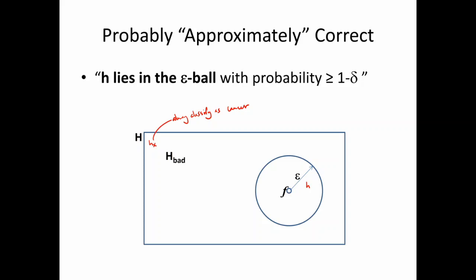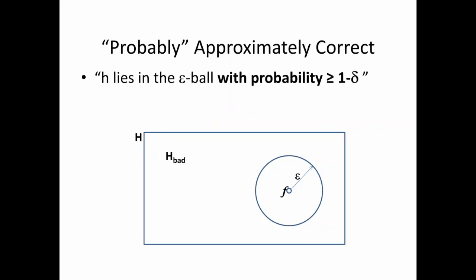So the first part of this formal statement, H lies in the epsilon ball, is the approximately part of PAC learning. So we're not requiring H to be exactly F, but we want it to be approximately correct. So we want H to be close enough to F. The second part of this statement, with probability greater than or equal to 1 minus delta, is the probably part of PAC learning. So we want H to be in this epsilon ball with some high probability.